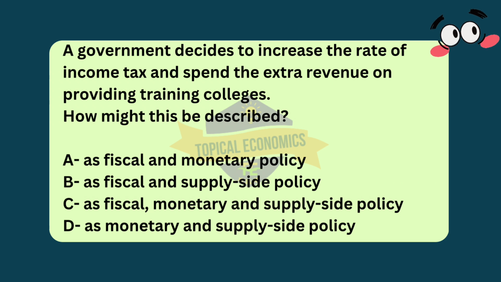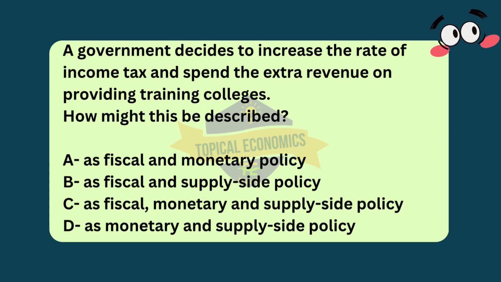Moving to question 18. A government decides to increase the rate of income tax and spend the extra revenue on providing training colleges. How might this be described? A. As fiscal and monetary policy. B. As fiscal and supply-side policy. C. As fiscal, monetary, and supply-side policy. D. As monetary and supply-side policy. Reference, 2016 October, November version 3.